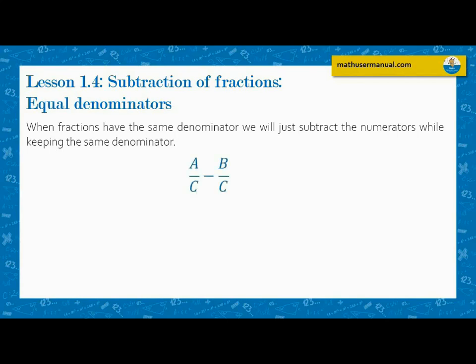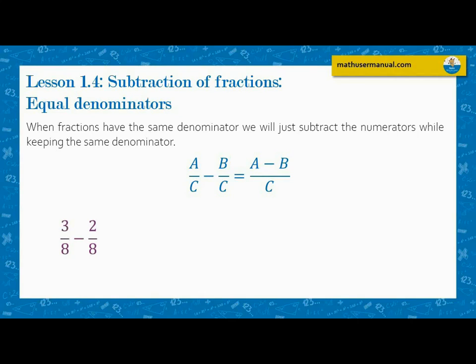For subtraction of fractions, we have two scenarios, equal denominators and different denominators. If we have equal denominators, like in this case, both of the denominators are c, we just need to copy that denominator once and subtract the numerator. So a minus b. This is the same process every time we have equal denominators. Let's put it into practice.